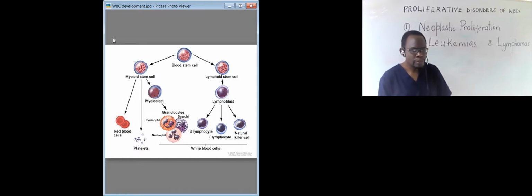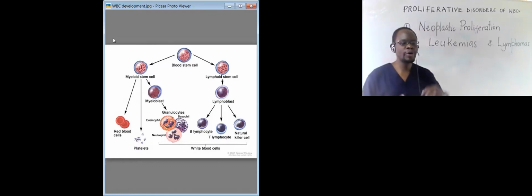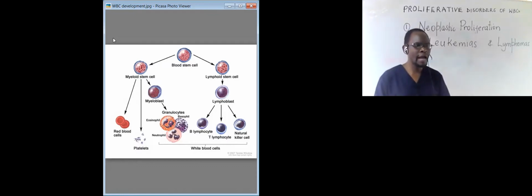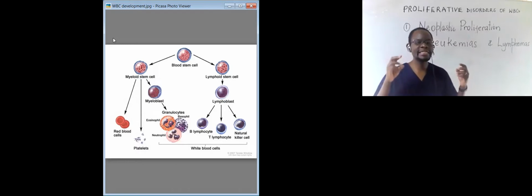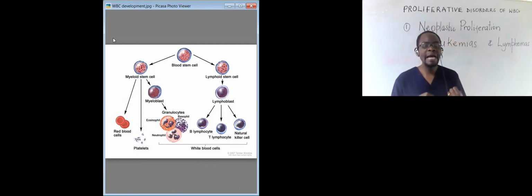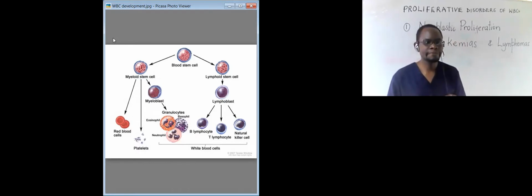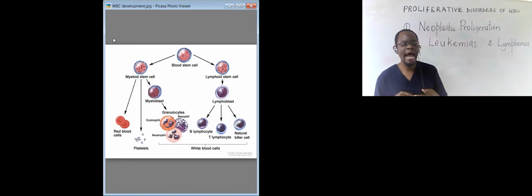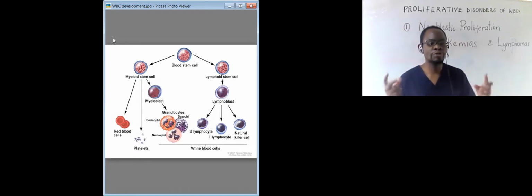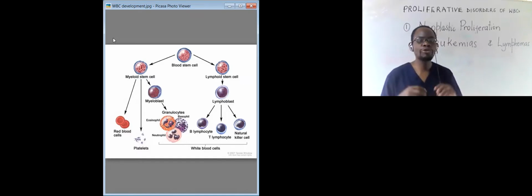On the other hand, you have the myeloid stem cell. It basically gives rise to three things. It gives rise to the red blood cells, the platelets, and then it also gives rise to the rest of the white blood cells, what we refer to as the granulocytes.